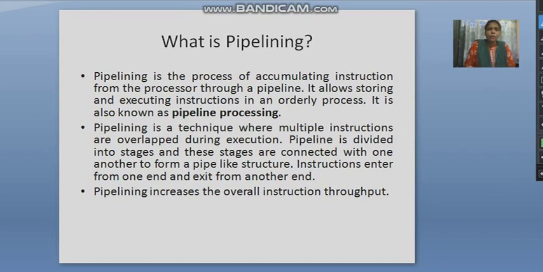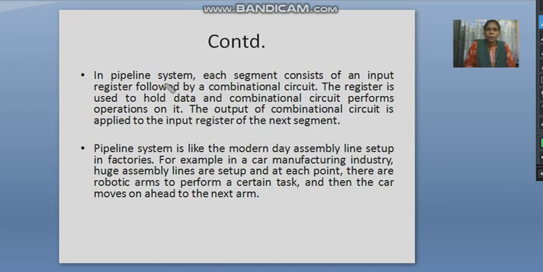Now, in a pipeline system, each segment consists of an input register followed by a combinational circuit. The register is used to hold data, and combinational circuits perform the operation on it. So it consists of combinational circuits and registers. The output of the combinational circuit is applied to the input register of the next segment. So stage by stage, or segment by segment, we can create this kind of pipe for the various instructions.